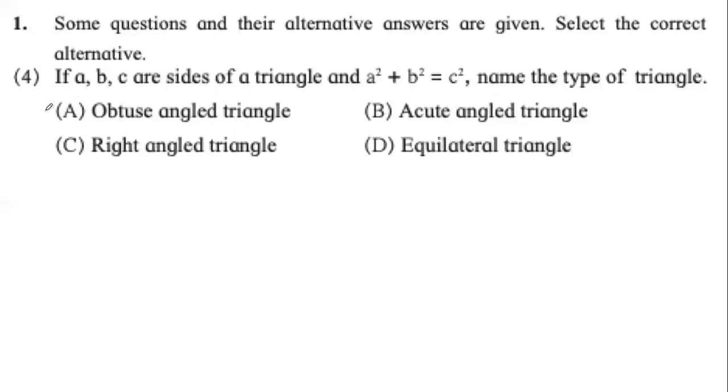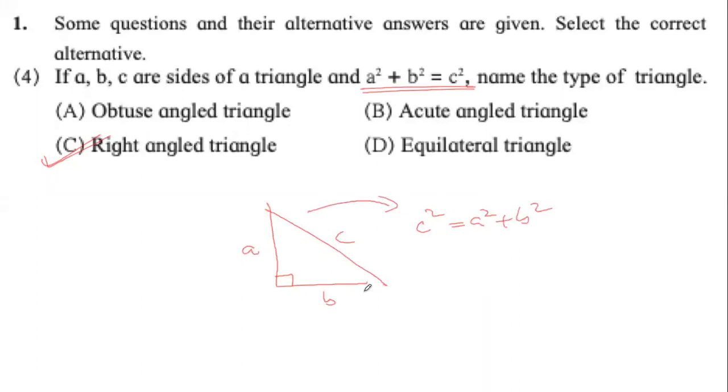Very, very simple. We are using here the converse of Pythagoras theorem. Pythagoras theorem says that if we have a right angle triangle with the sides A, B, and C, where C is the longest side, then C square equals A square plus B square. This is Pythagoras theorem. The converse of Pythagoras theorem says if we have a triangle such that the sum of the squares of two sides is equal to the square of the third side, then it is a right angle triangle. Yes, it is a right angle triangle. It has to be a right angle triangle.